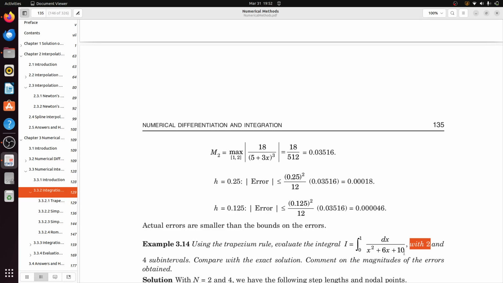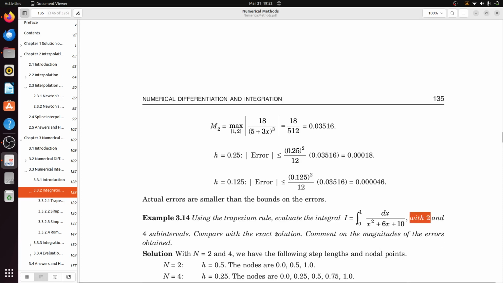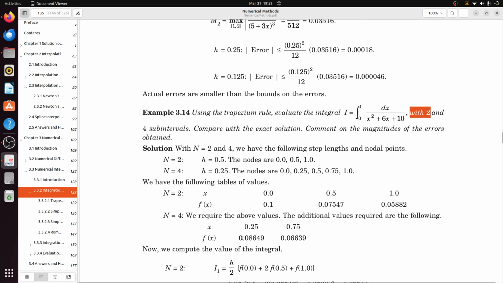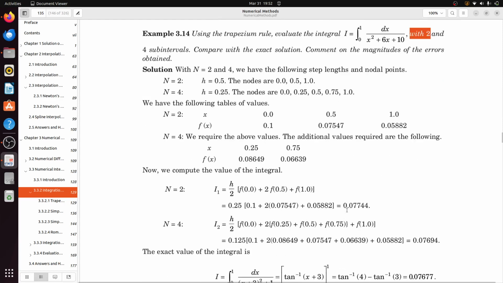So 0.077 for 2 and 0.0769 for 4, separate numbers. तो आपने 4 के लिए भी डिटरमिन कर लिया, वेरी गुड. 0.07744, 0.07694. Yes, sir. Okay, very good. So I will just discuss for n equal to 2.